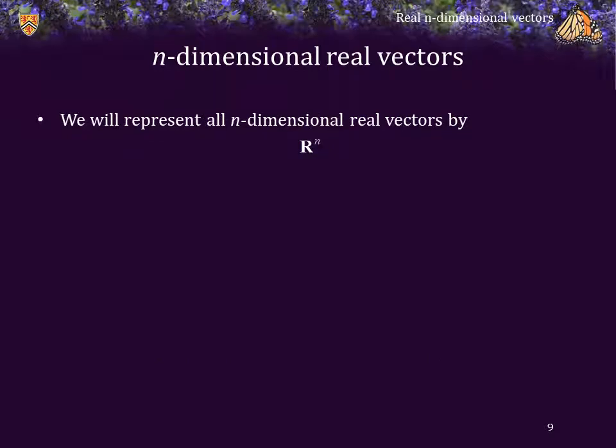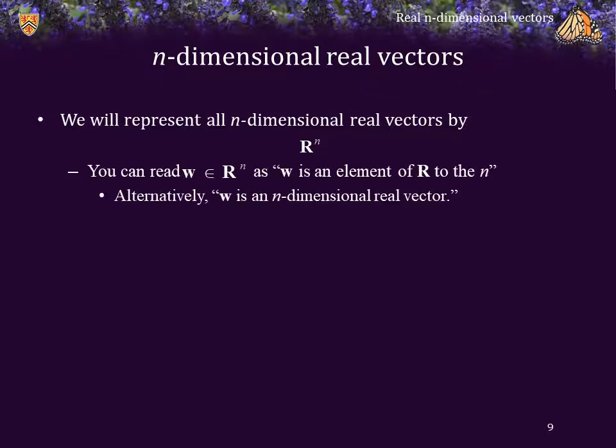We are going to represent all n-dimensional real vectors by a boldfaced capital R raised to the power n. And we will say w is an element of R to the n as w is in the set of R to the n, or w is an element of R to the n, or alternatively just w is an n-dimensional real vector.